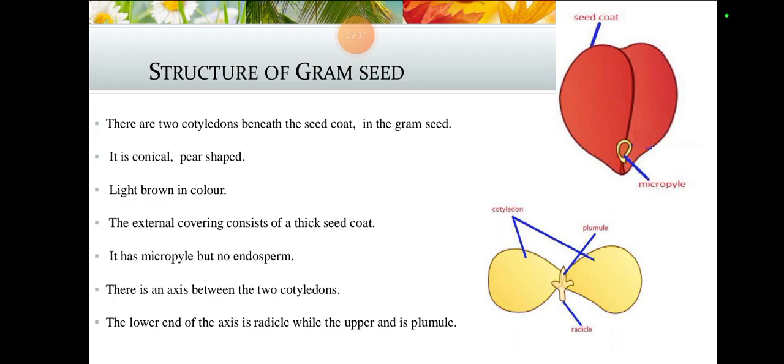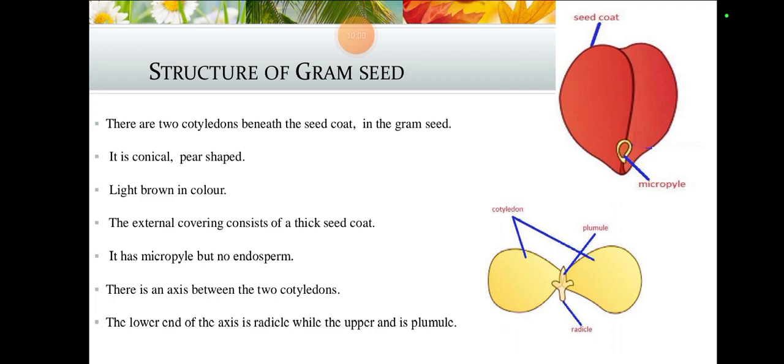Why? Because they don't need endosperm. Why? Because here two cotyledons are present, so when we have two cotyledons we do not need an endosperm, because they both can work by themselves. In monocot we have one cotyledon, so we need endosperm. In dicot we have two cotyledons, so we don't need endosperm, okay.